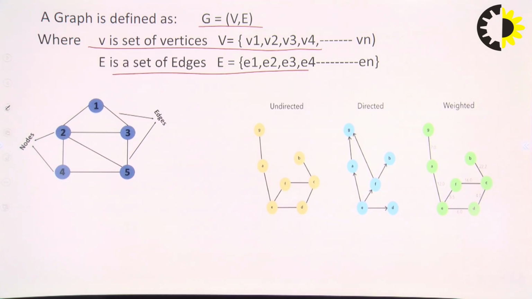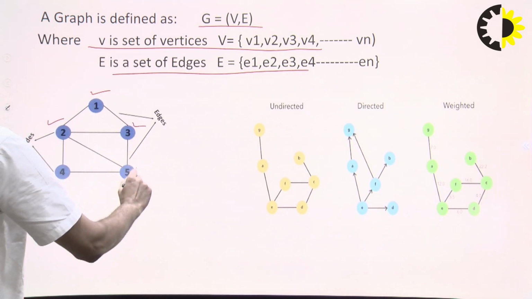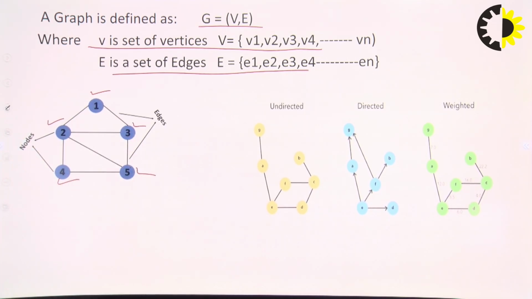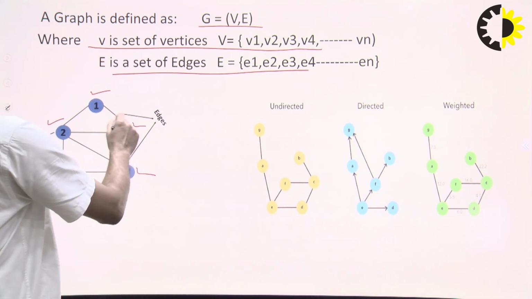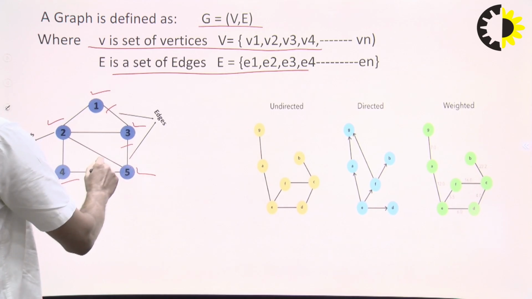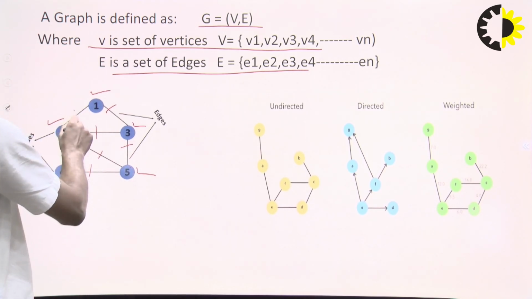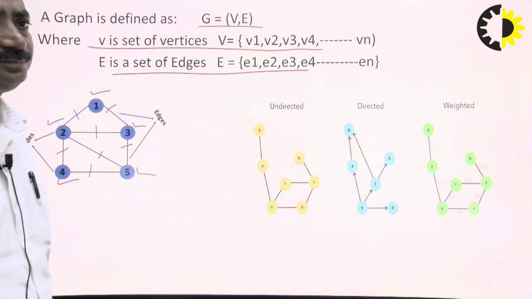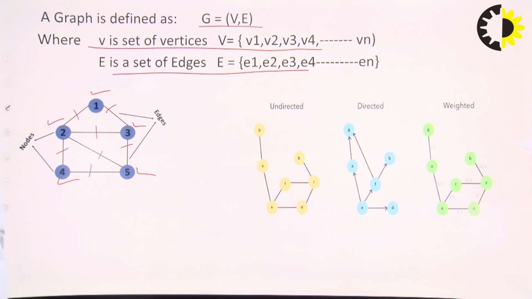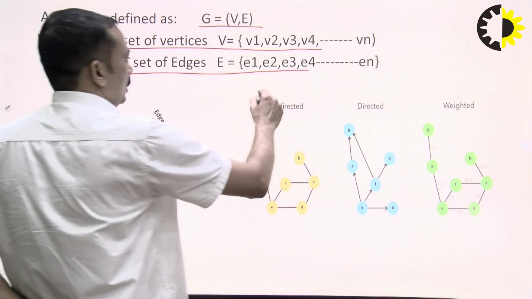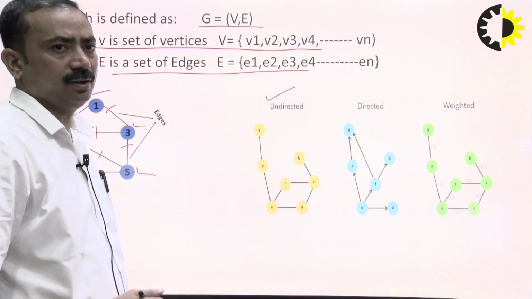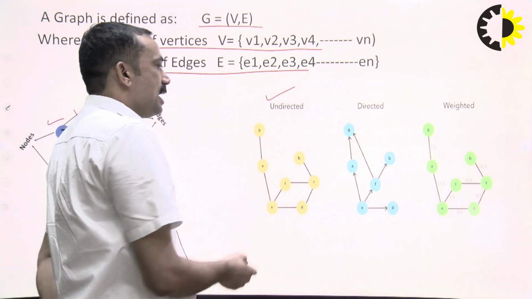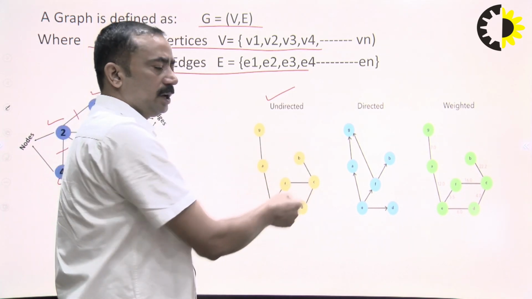So, here we have a graph in which these are all the nodes, and the connections between these nodes are made with the help of edges. So, this is an edge, edge, edge, edge. There can be multiple incoming or outgoing edges from a node. Here we have an undirected graph, with no direction of edges.